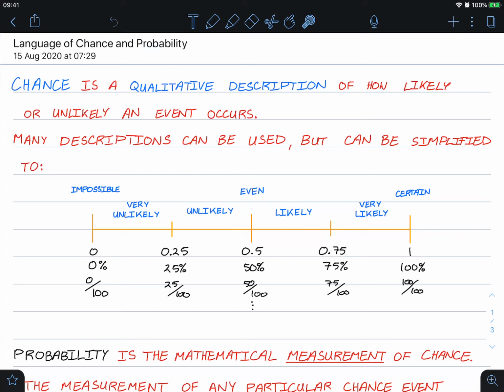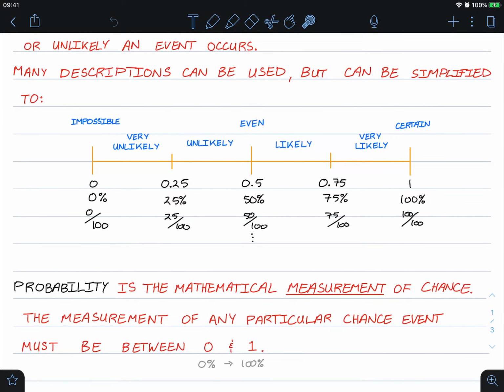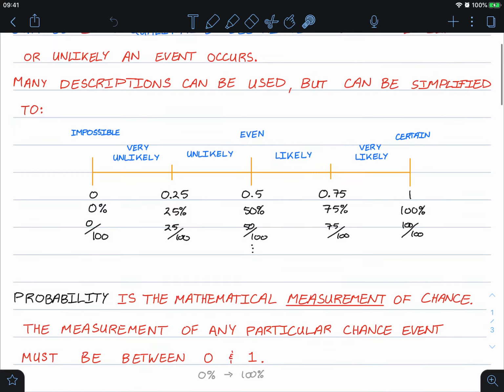Hello class, this is a video tutorial on language of chance and probability. Chance is actually just a qualitative description of how likely or unlikely an event occurs. Often people presume that the word chance and probability mean the same thing, but once again, chance is just a description. You can use all sorts of words to describe the chance of something happening.